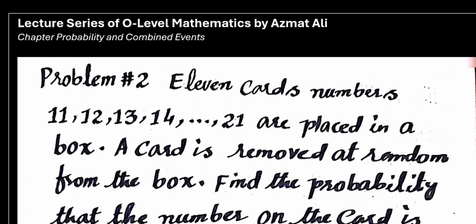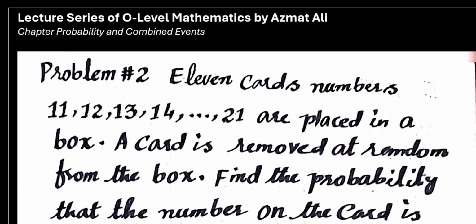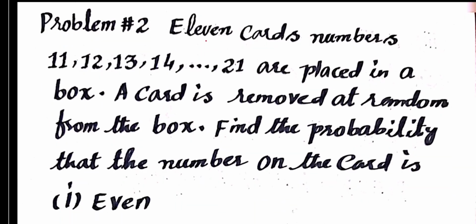Next, we move to problem number 2. This is also a very interesting problem. This problem says 11 cards numbered 11, 12, 13, 14 up to 21. These are not the playing cards in a standard sense. These 11 cards numbered 11, 12 up to 21 are placed in a box. A card is removed at random from the box. Find the probability that the number on the card is even.